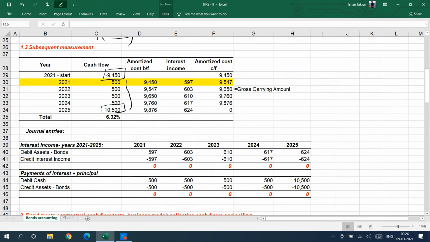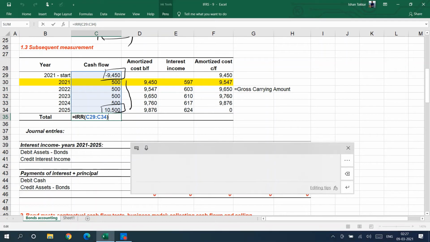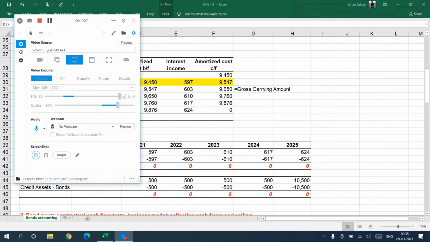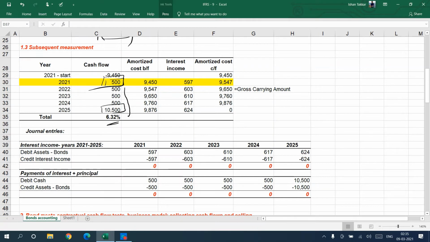So you need to calculate what return you're earning. So you will calculate IRR. How do we calculate IRR? Manually it may be a bit complicated. Not complicated, it's easy, but in Excel it's damn easy. Just see the formula. You just write IRR, bracket, all the cash flows, and you will get the return. So on this bond, you are earning 6.32%.